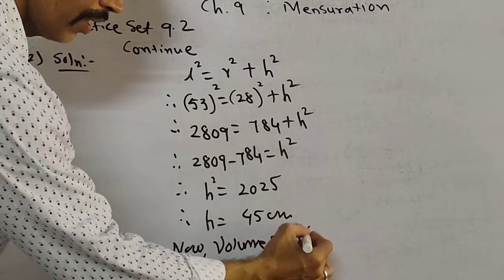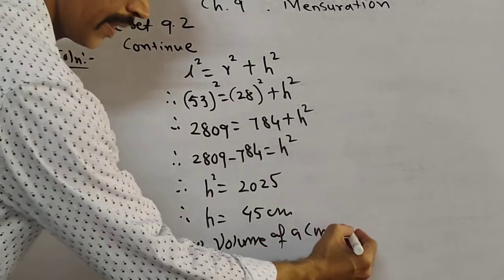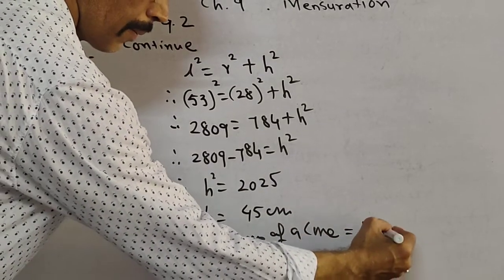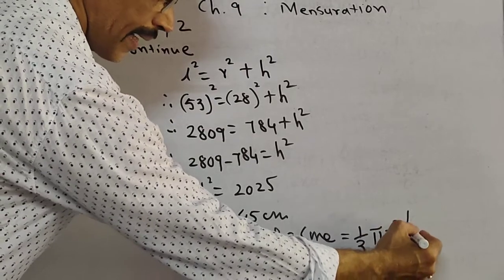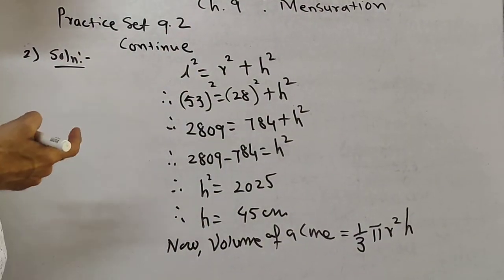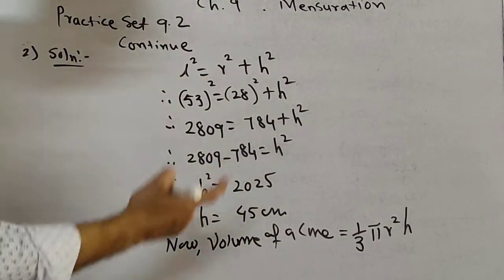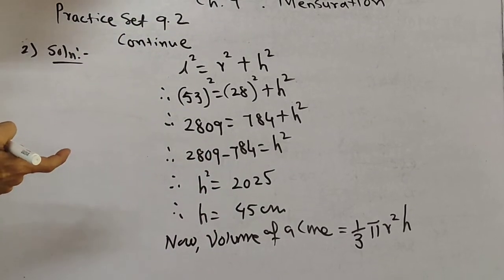Volume of a cone. Volume of cone is 1/3 pi r square h. Now this is the formula which you have to use. Main answer we want this now. Okay.